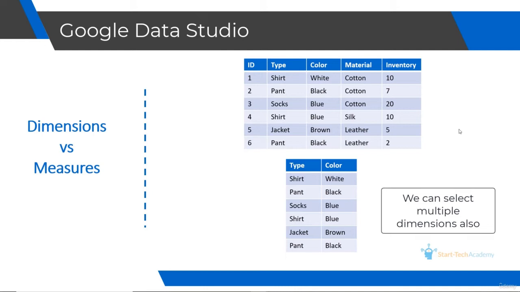We can select multiple dimensions also. So if we select the type dimension and the color dimension, the resultant table or the output will look like this. It will have the 2 dimensions and their combinations as in the underlying data. If I select all the 5 dimensions, I will get the entire table in my output. So I hope you understand what dimensions are. Dimensions are all the columns in your underlying table.